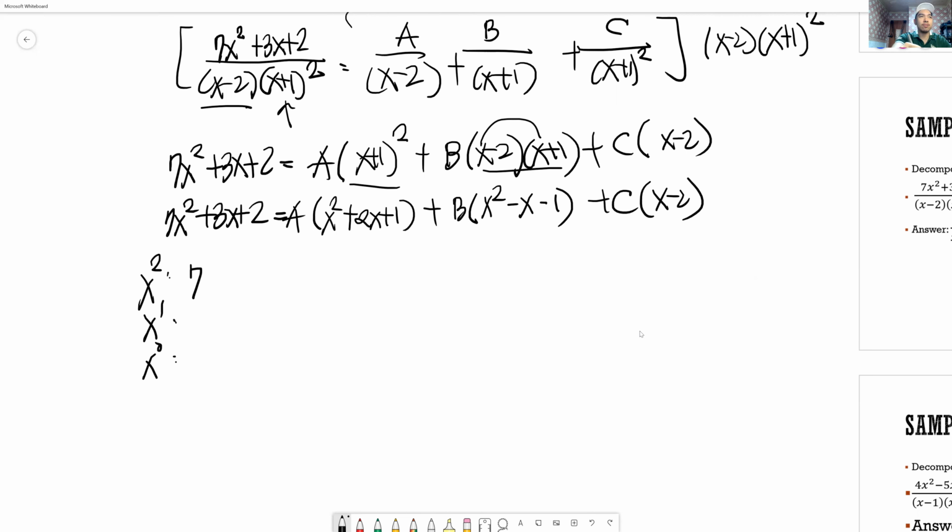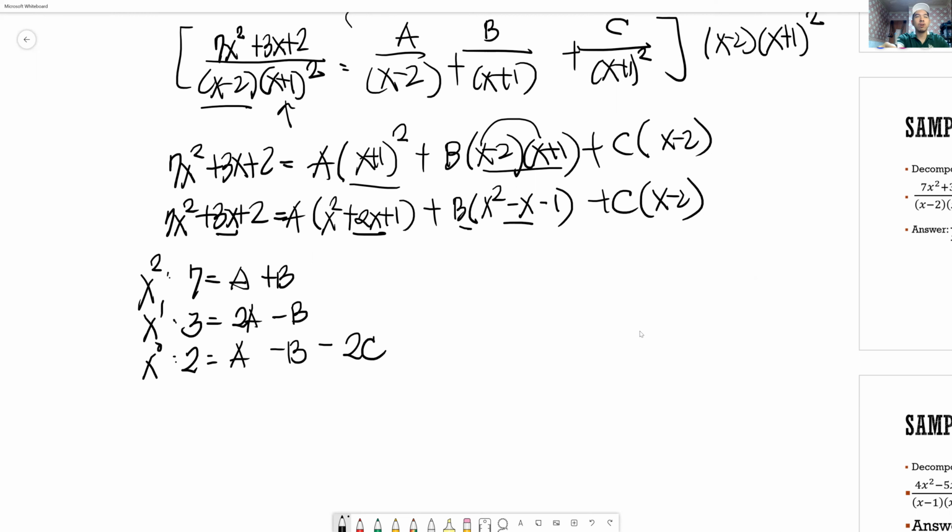So for this one, we'll take 7 equal to a plus b, and then nothing more. For x raised to 1, so constant x, we have here 3 equal to 2a minus b. And then for x raised to 0, that will be the constant alone. So we have here 2 equal to a minus b minus twice c. Oops, we have forgotten to write this one, so we should have here plus c.